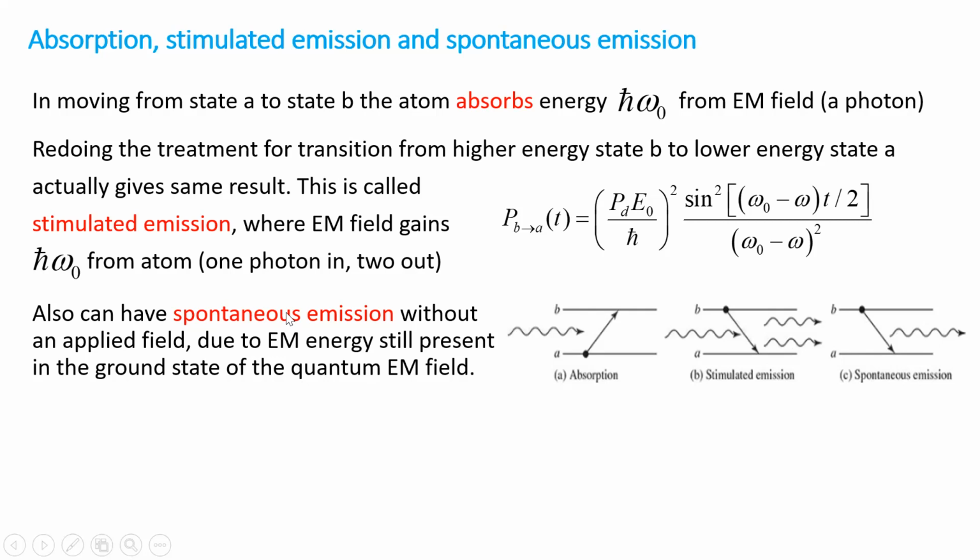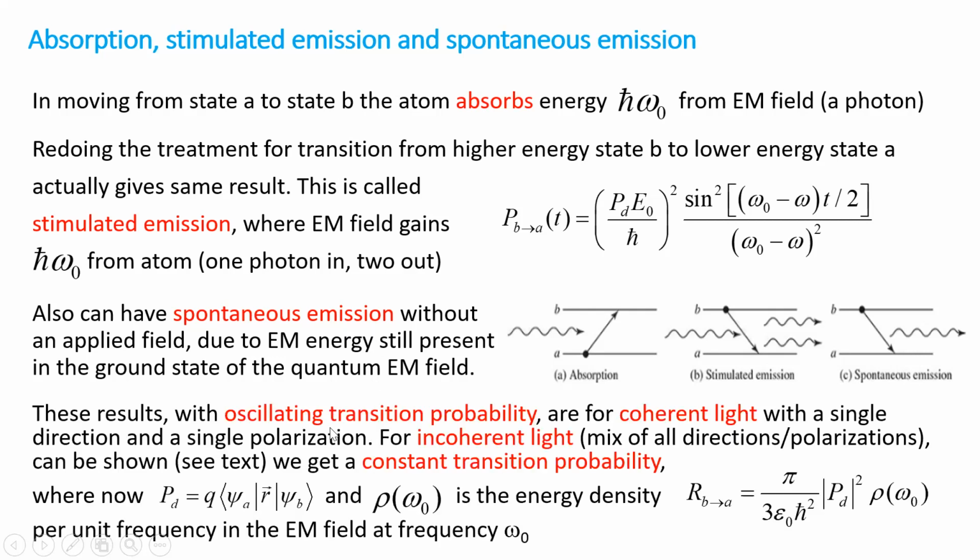So that's spontaneous emission. That's why atoms in excited states decay to lower energy states, even if we don't shine light directly on them. They will eventually decay because of this spontaneous emission process.